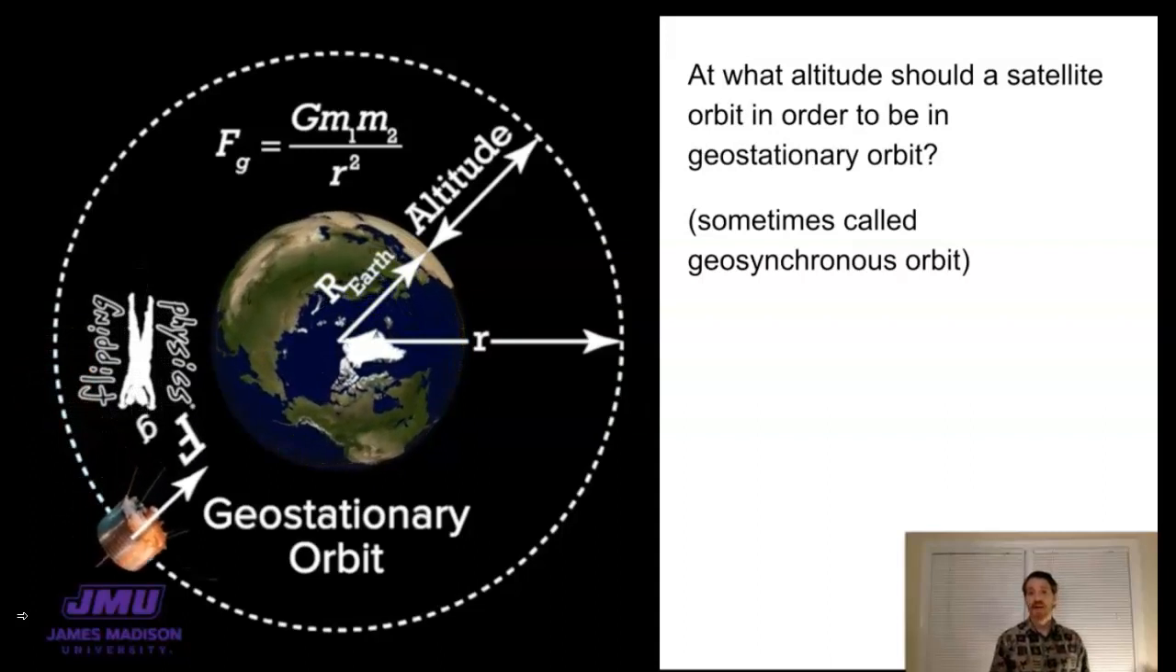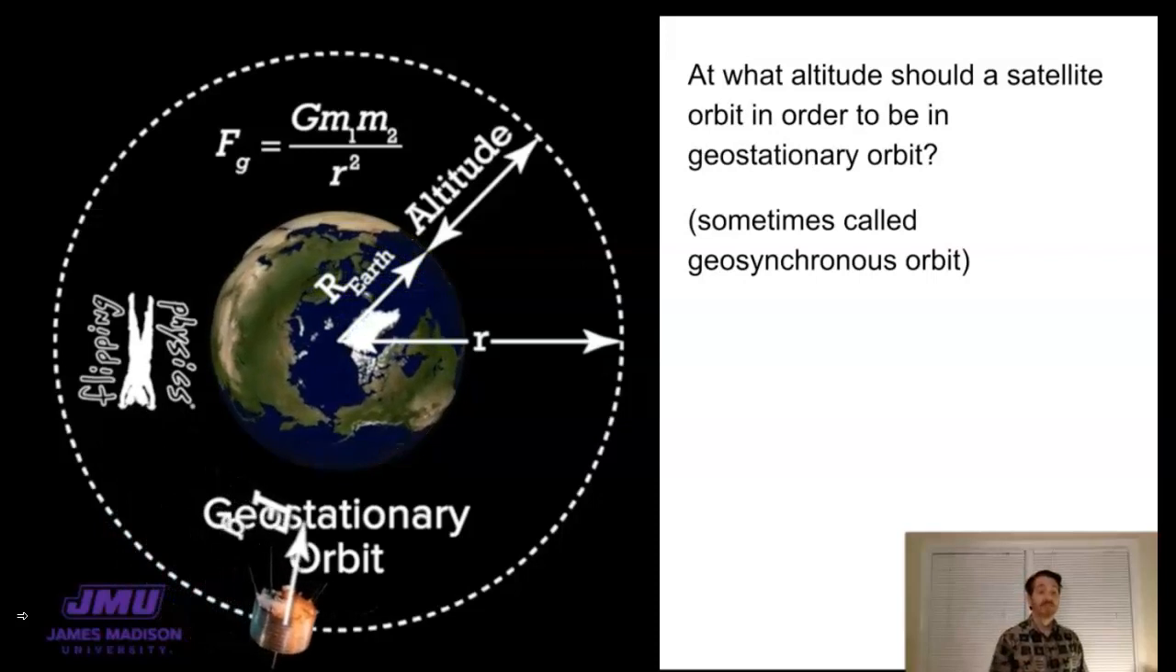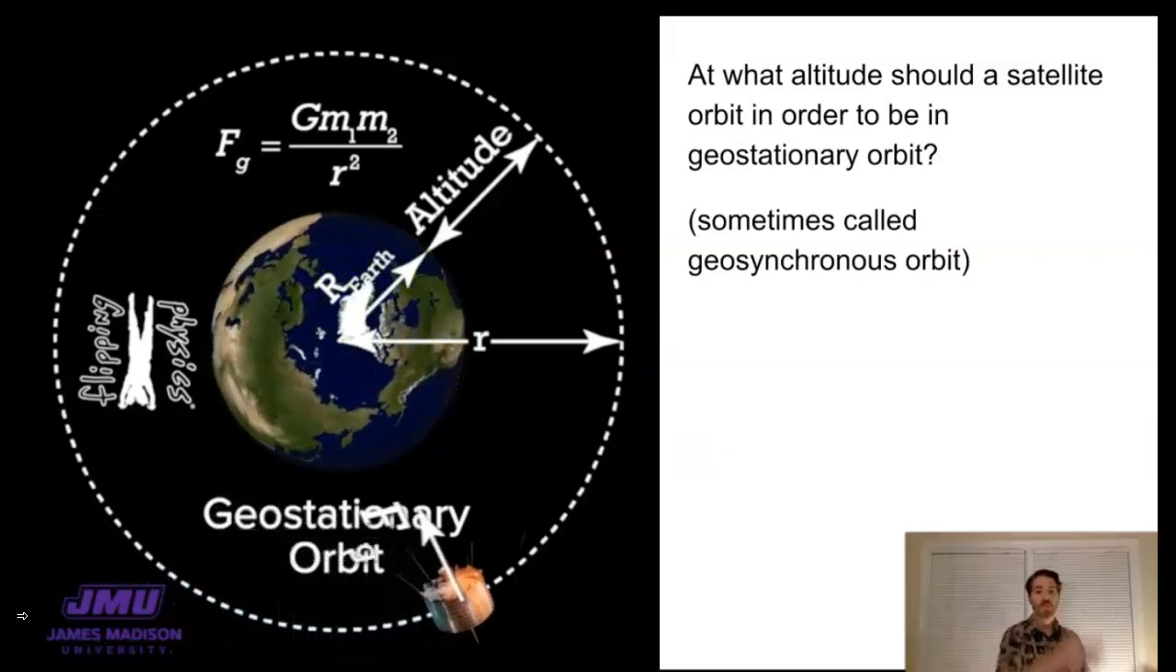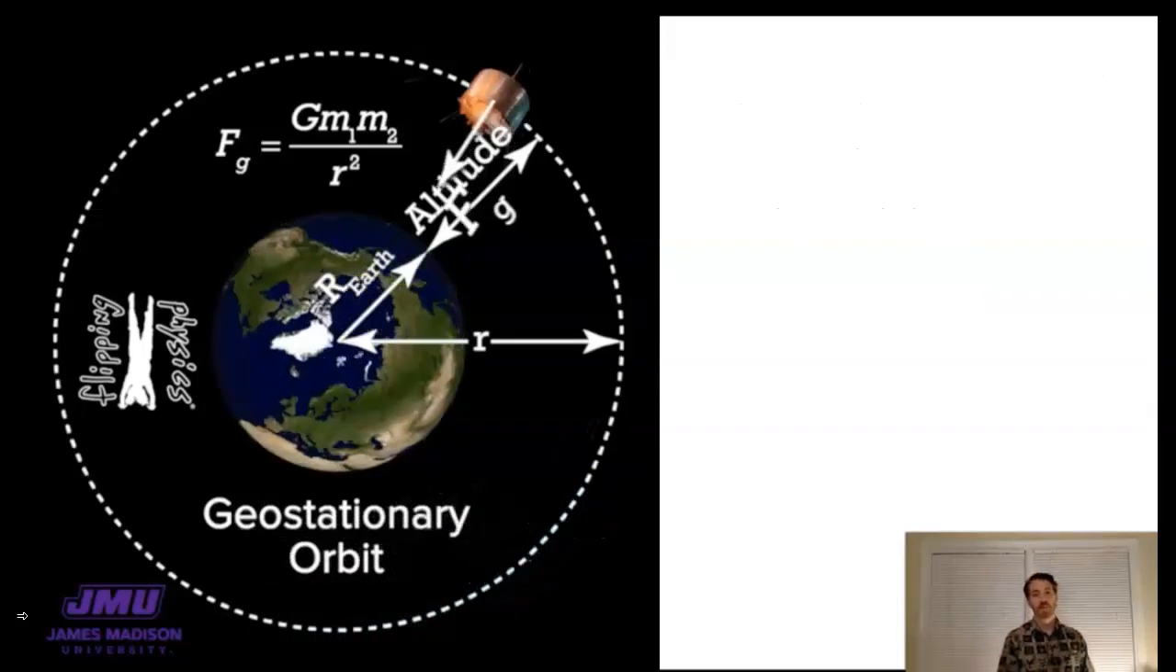So the question is, how far out would you need to put a satellite in order for it to be in a stationary orbit compared to you as you move around on the planet just by virtue of the Earth rotating on its own axis?